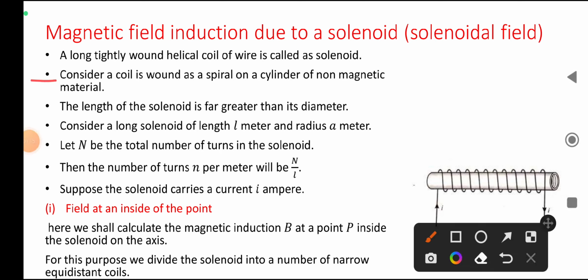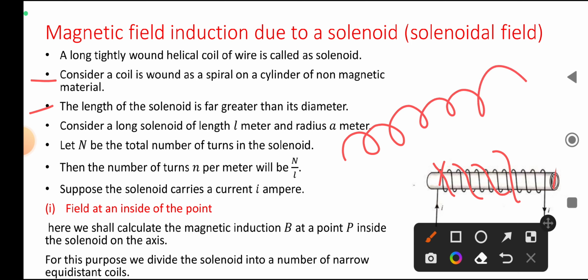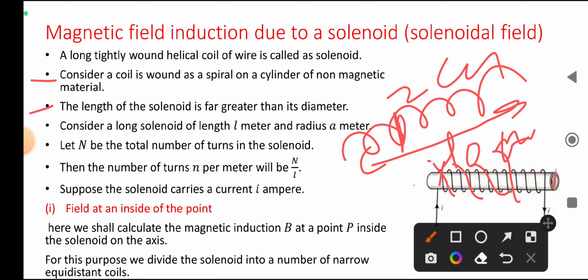Consider a coil wound as a spiral on a cylinder of non-magnetic material. Here it is a non-magnetic material, and on it one wire is wound. The length of the solenoid is far greater than its diameter. Suppose the length is L, say 10 meters, and its diameter may be 2 centimeters or 10 centimeters. So length must be greater than its diameter.